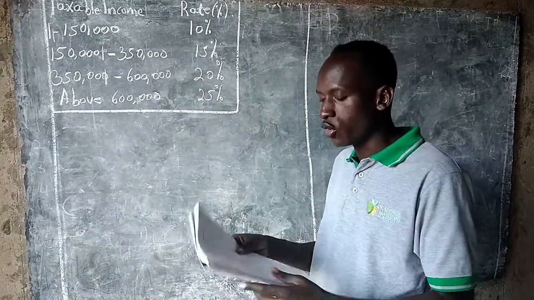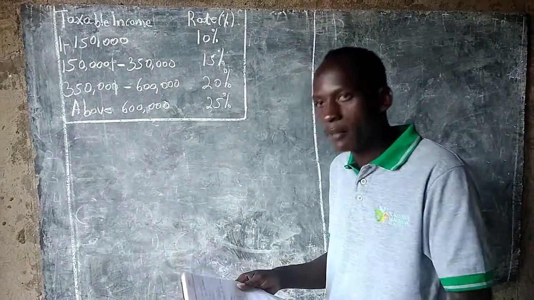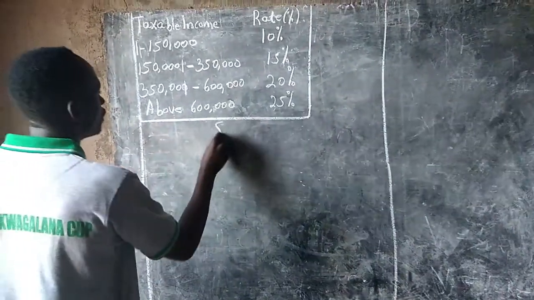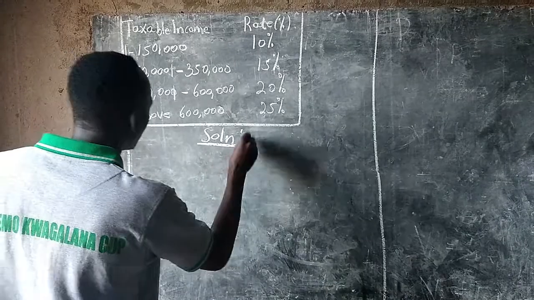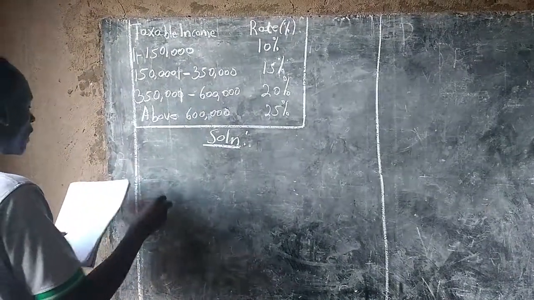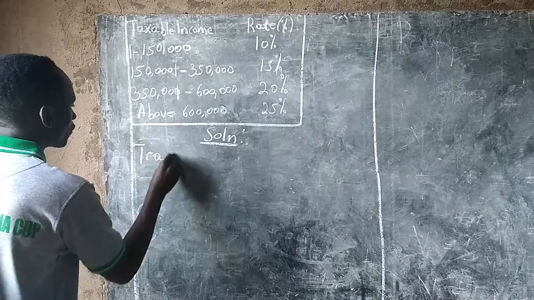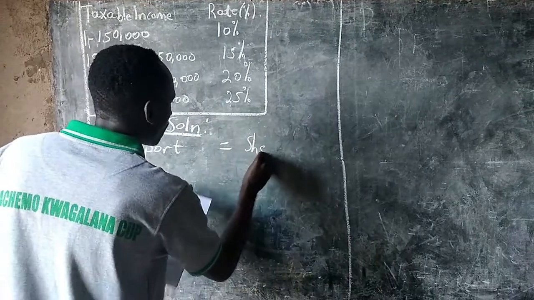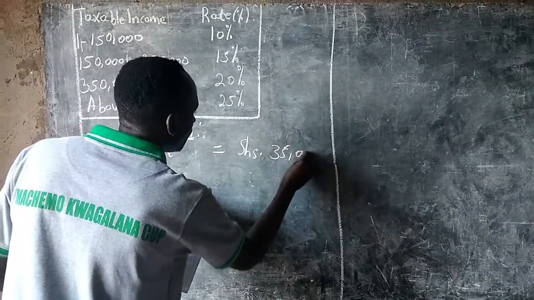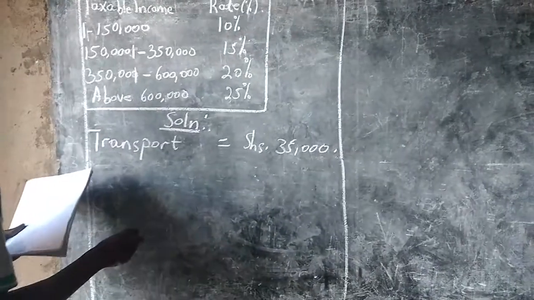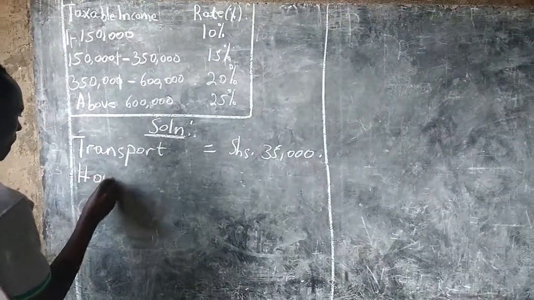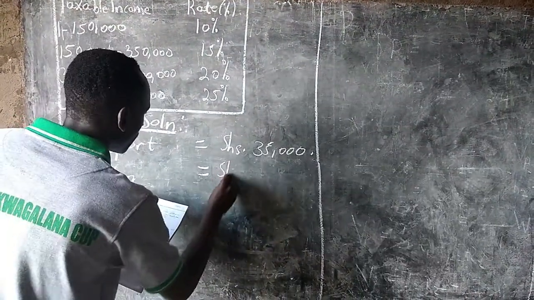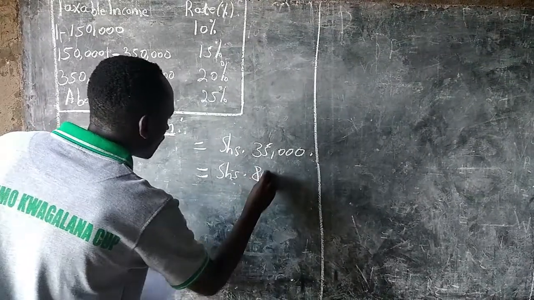First things first, they are saying that we get the total monthly allowances. That one will be very simple. I think we know how to. So we shall come and say that our solution on this number, we have the allowances. We have the transport. The transport we are having is actually shillings 35,000. It is monthly. We have housing. Housing is at shillings 80,000.